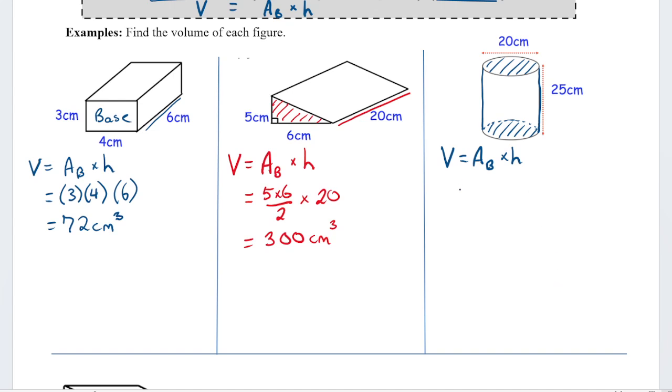Well, this time, area of the base is area of a circle, which is pi r squared. So pi, well, that's the diameter, is 20, which means the radius is half of that, which is 10. So pi times 10 squared is the area of our base, and then the height is 25, which I'm going to need a calculator for this one. Bear with me one moment.